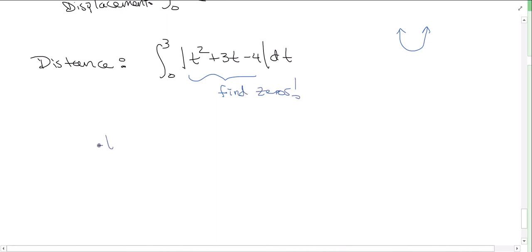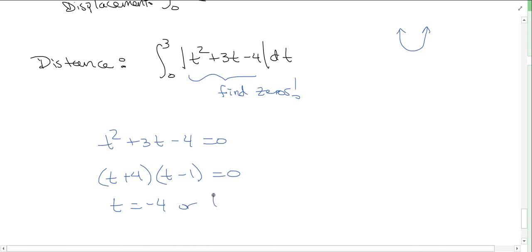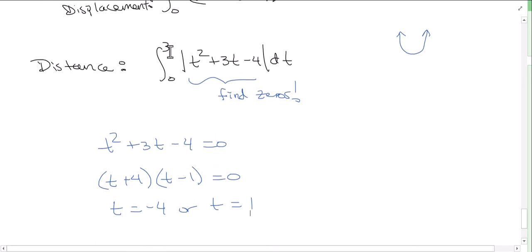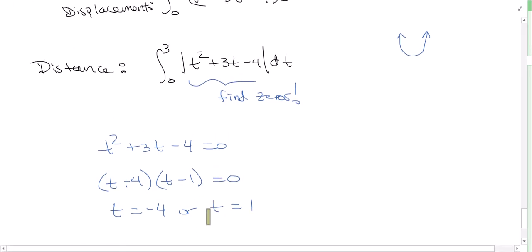That means set the function equal to 0. Let's see, two numbers that multiply to negative 4 and add up to positive 3. So that will be t plus 4 and t minus 1. Does that work? So that means t equals negative 4 or t equals 1. And notice that on our interval 0 to 3, 1 is on that interval. So t equals 1 falls in our interval.